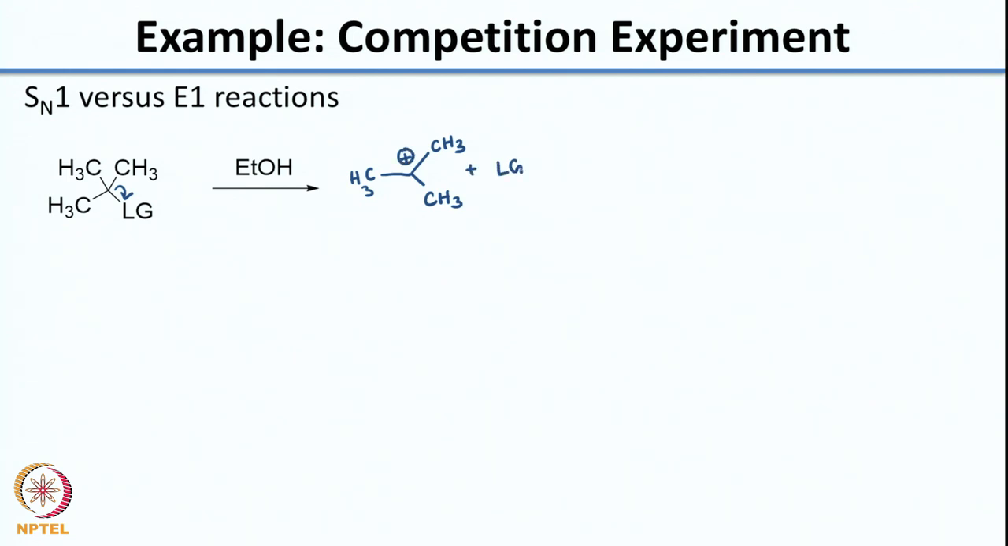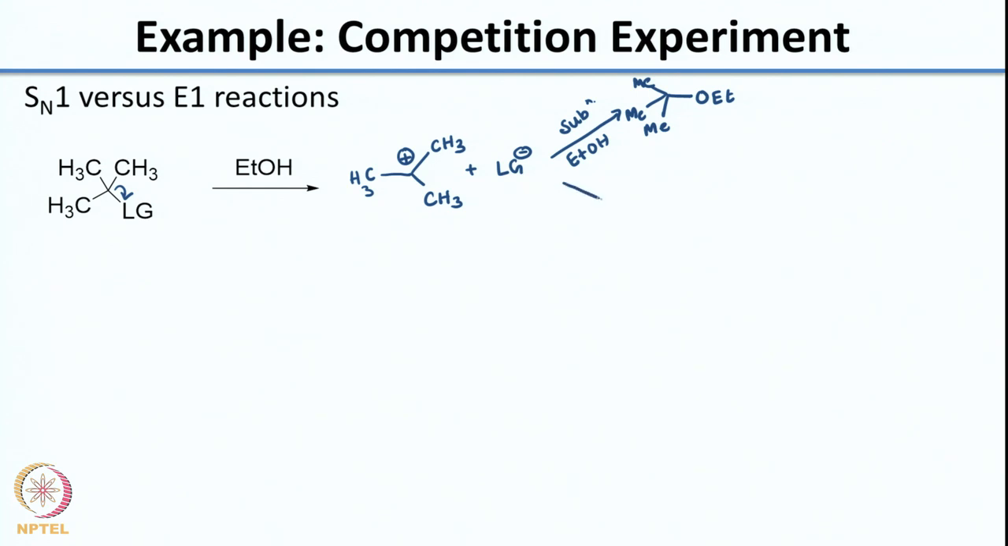Plus the leaving group. Now, after this, it can undergo substitution or elimination. So, if it undergoes substitution, the product that you get would be, in this case your nucleophile is ethanol, so the product you get would be OEt. Again, I am not showing the proton transfer step.